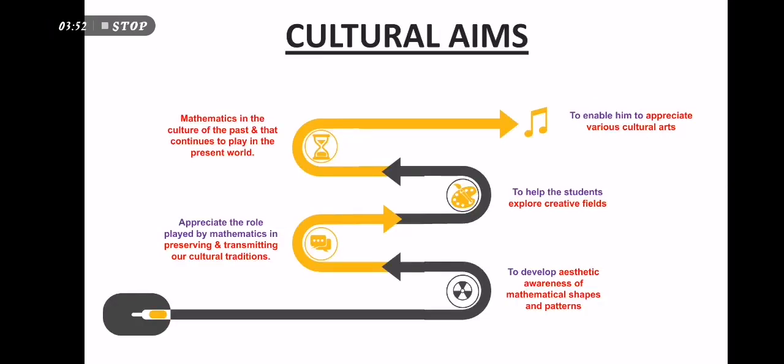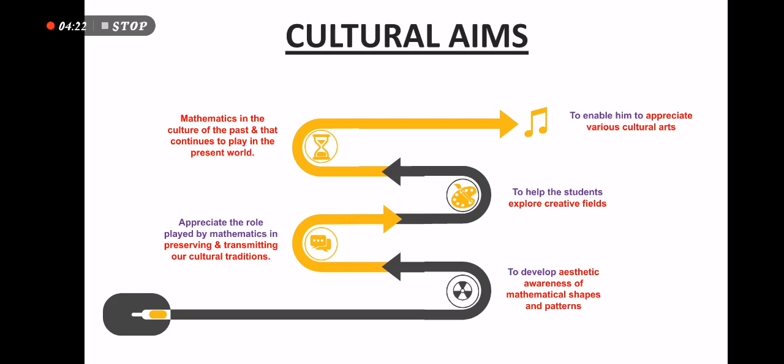Then cultural aims. Cultural aims means the development of human and social civilization has close relationship with mathematics. Cultural aims help the pupils to grow in cultural situation. The cultural aims can be summarized as follows: to enable the learner to appreciate the part played by mathematics in the culture of the past, present, and also in the future world.